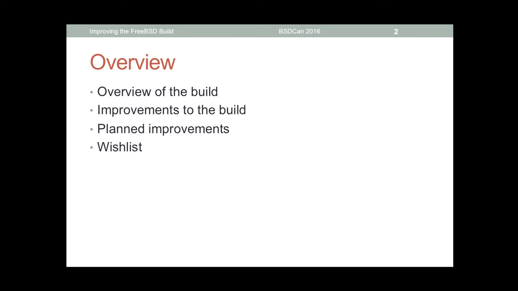So I will be going over how the build currently works, because that's important context for why the improvements matter. Then improvements to the build, all of which are already committed into FreeBSD, so they're all in 11. Then planned improvements, and what I'd like to call a wish list of things that a lot of us want, but maybe are not feasible to do.